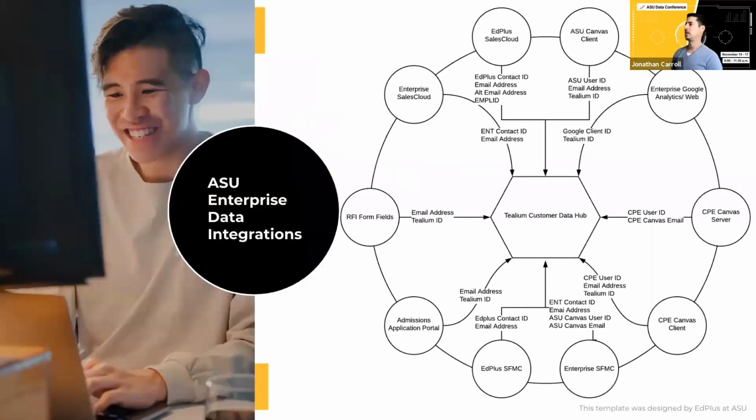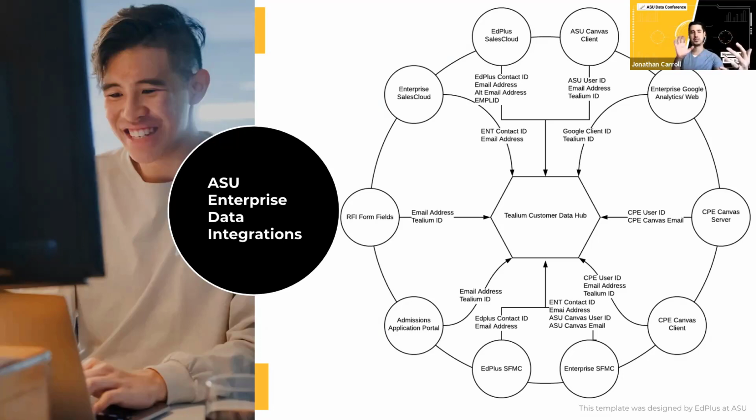So here's a quick snapshot of the customer data platform right now here at ASU. This doesn't encompass everything, but this is just a high-level overview to where we have the enterprise sales cloud, so CRM. Then we get the contact ID and email address, and plus sales cloud. Then the contact ID, employee ID, alternative email address, the primary email address, ASU Canvas client. So the server-side equivalent is like server caliper data. So, Canvas caliper data, Canvas live data.